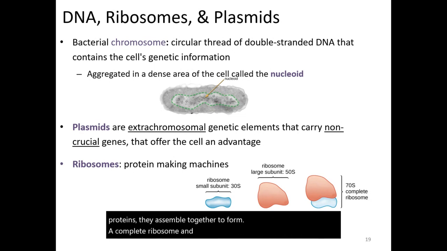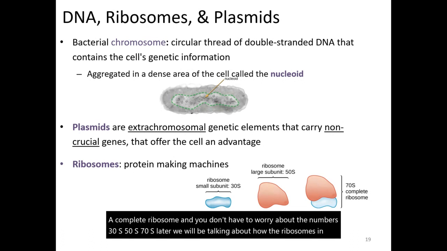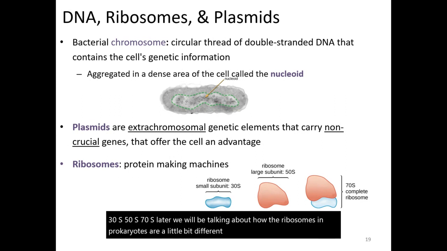And you don't have to worry about the numbers 30S, 50S, 70S. Later, we will be talking about how the ribosomes in prokaryotes are a little bit different structurally than the ribosomes in eukaryotes. They have the same goal, to make proteins, but they do look just a little bit different from each other. And that will be important later when we talk about antibiotics and what they target and how they work.